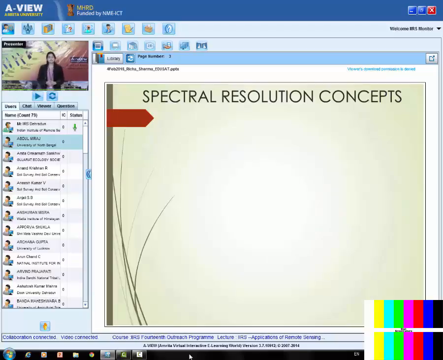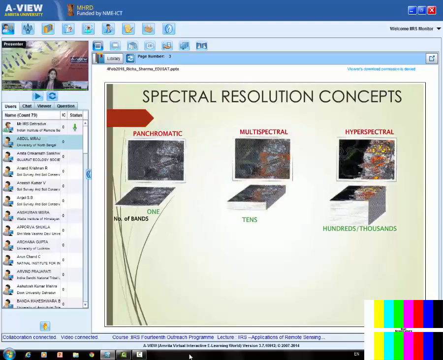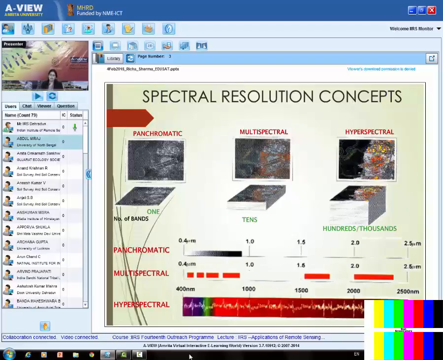Now, let's see what exactly we mean by spectral resolution. When we were dealing with panchromatic data, only one band was available. Then, with multispectral data, we could go for a few bands and generate the FCC. After that, with hyperspectral data, we are able to generate a continuous spectrum of a material from 400 to 2500 nanometer, or 400 to 1000 or 1100 nanometers.